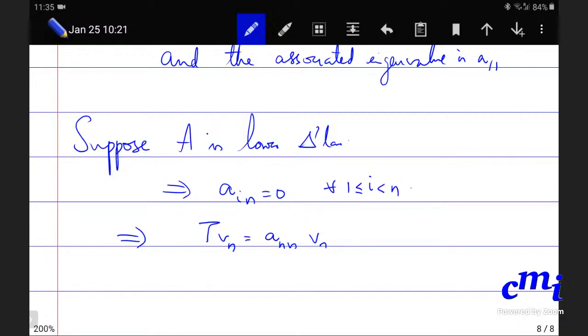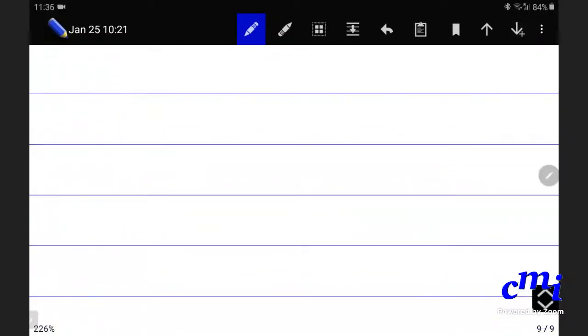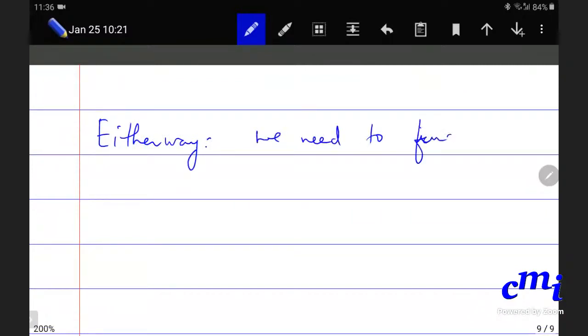whichever one you like, upper or lower, we have to identify an eigenvector. That is the thing. So let us just note that. Either way, we need to find an eigenvector of T.